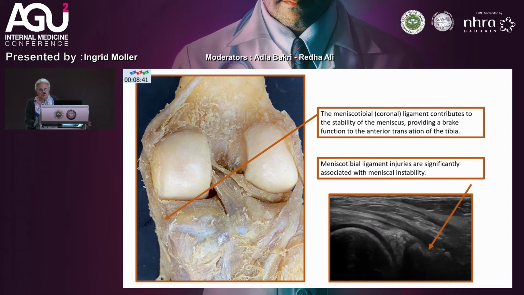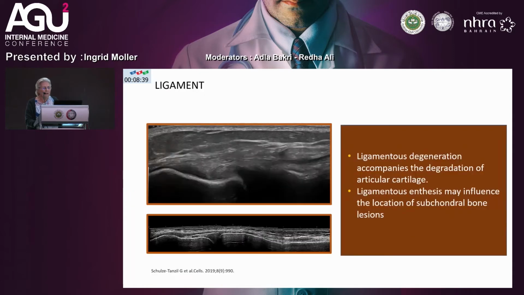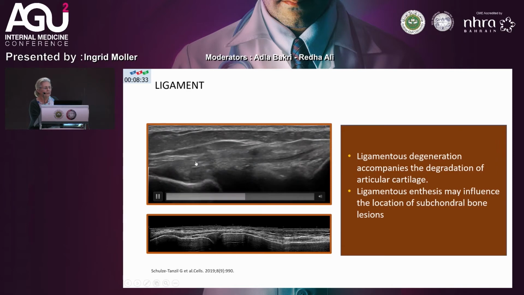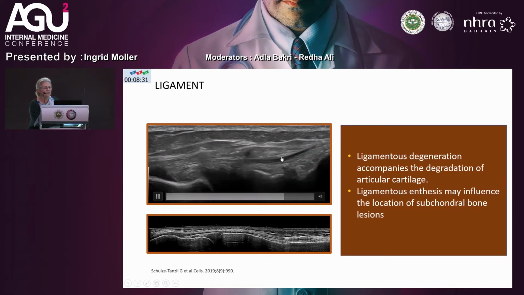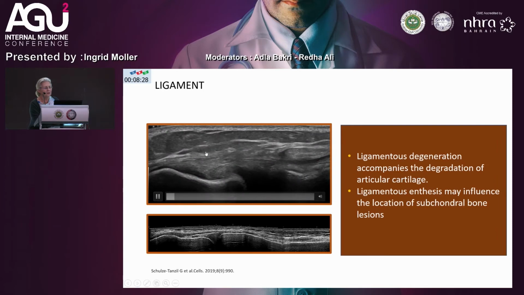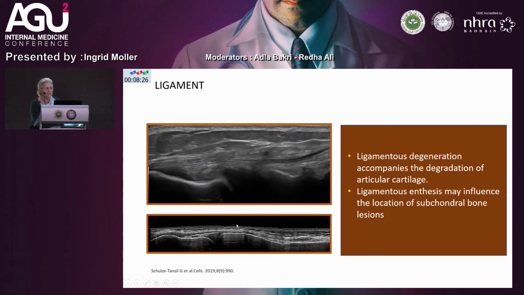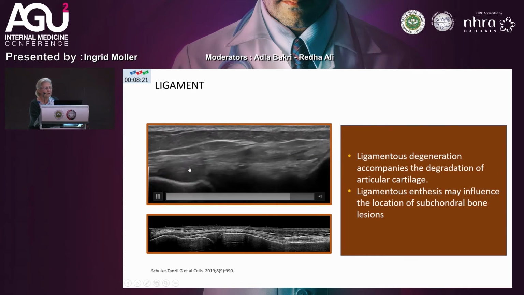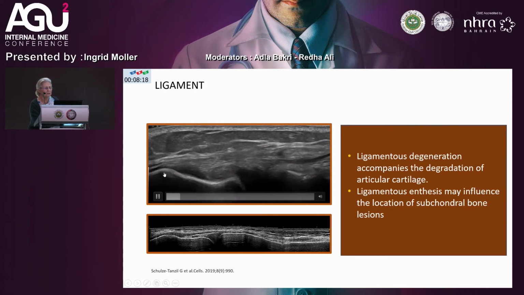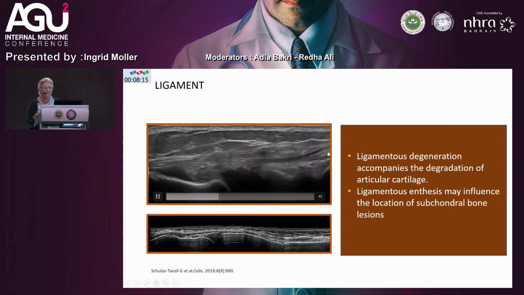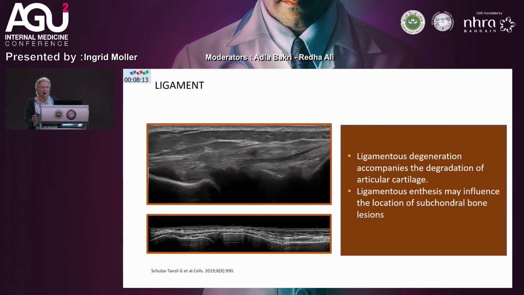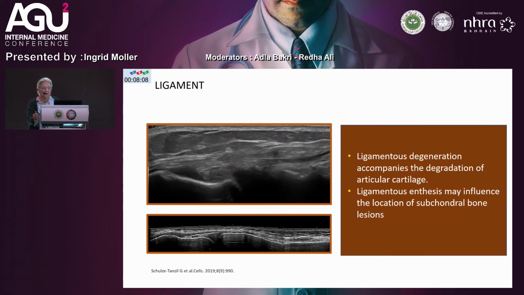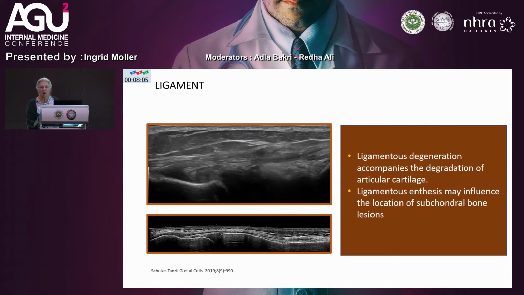So we can assess the ligament, we can see it, and we can evaluate not only this ligament, but also the medial collateral ligament, that is the one that you see in this image. So this is femur, tibia, and medial collateral ligament. And this is an extended view of the medial collateral ligament. Sorry, this is the lateral collateral ligament, because I see here the popliteus tendon. So this is the lateral collateral ligament. And this ligamentous degeneration goes with the degradation of articular cartilage. So it's something important also to see.